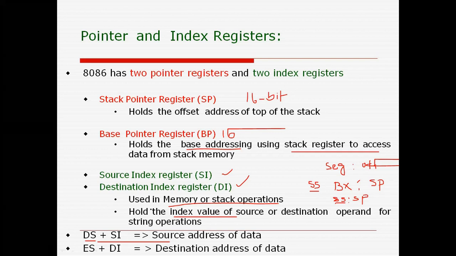So how to understand these two points here? You know the purpose of the data segment register and extra segment registers? The segment registers are used to hold the segment base addresses, the upper 16-bit addresses. And what about SI and DI? The SI and DI are used to hold the offset address of the source address and the offset address of the destination address. Is it clear? Do you understand this? Pointer and index registers.